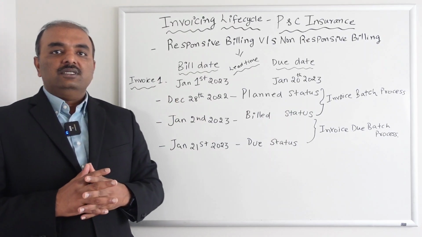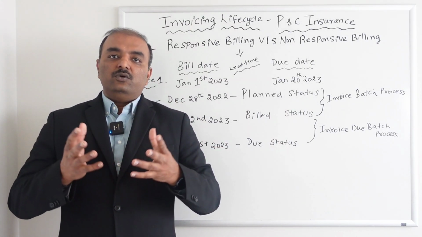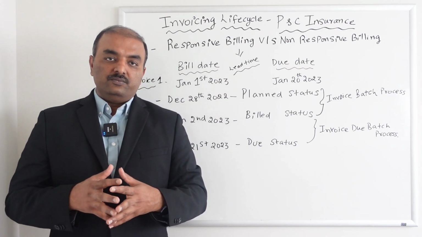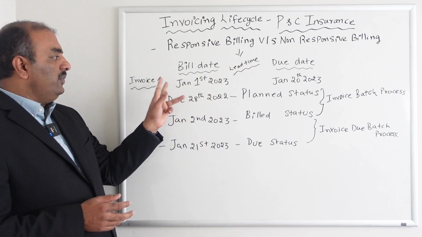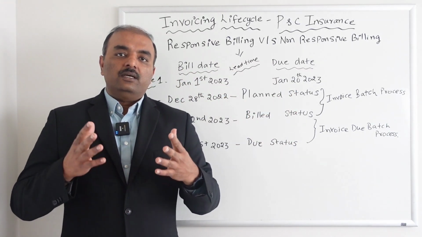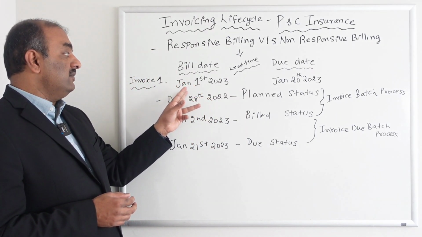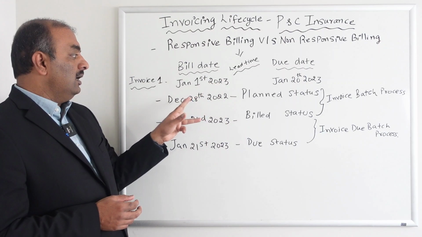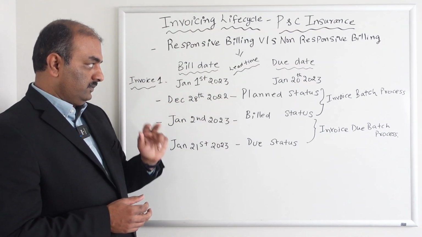Say I have a policy which I issued 1 month prior to the effective date, say you issue it on December 1st, 2022. On December 28th, 2022, this invoice will be in planned status. When I say planned, this invoice is yet to be billed because the bill date falls on January 1st, 2023 and the current date is December 28th, 2022.